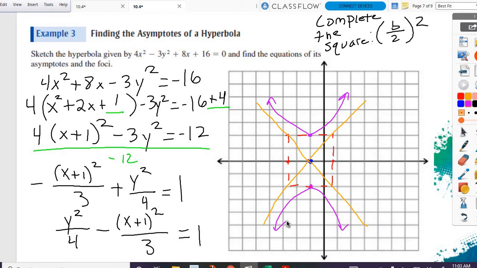So what about the other 2 points? Remember that my a value is whatever's underneath my y squared. So we take the square root, and that's how I got 2. And because it's underneath my y, that tells us that's how far we're going to go up and down. Then our b value is whatever's underneath the other one. Again, we have to take the square root. The square root of 3 is like 1.7-ish. So that's how far left and right we went to be able to draw our box.